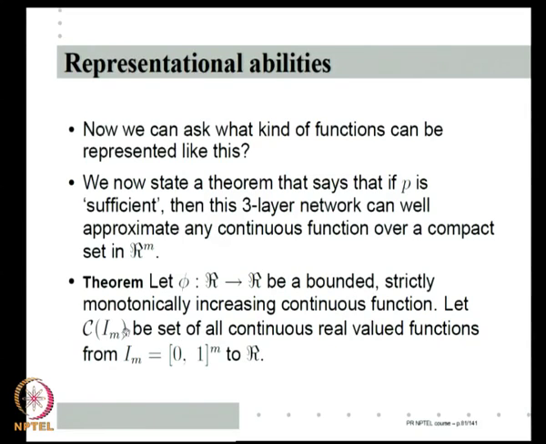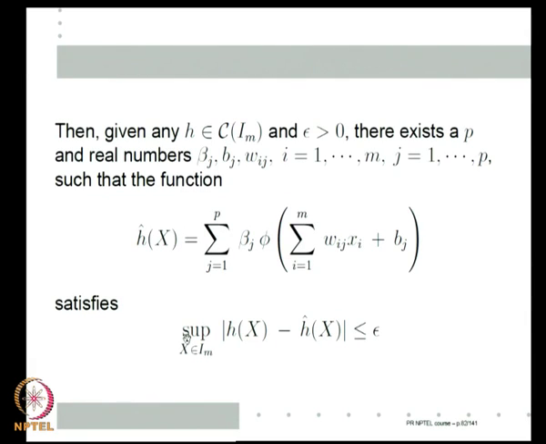C of I m is the set of continuous real valued functions that map I m to R, right. So, any continuous real valued function that maps elements of I m to R is in C of I m. We are taking I m because, as I said, we only want to consider any compact set in R m, and this is as good as any other compact set in R m. Okay. So, let C of I m be the set of all continuous real valued functions, and we are asking, can I represent every function in C of I m using a network, and we can.